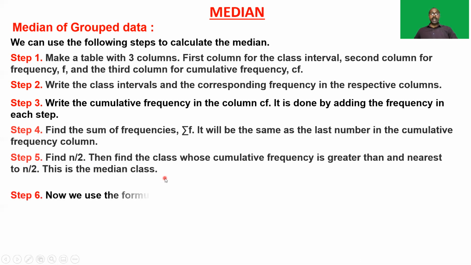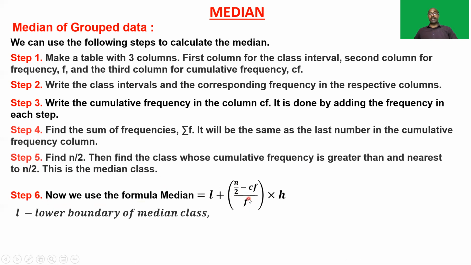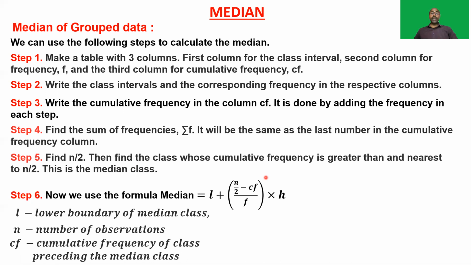And in step 6, we calculate the median with the formula L plus (n by 2 minus CF) by F into H. Let us see what is what. Here L is the lower boundary of the median class. N is the number of observations, that is the sum of frequencies. CF is the cumulative frequency of the class preceding the median class.